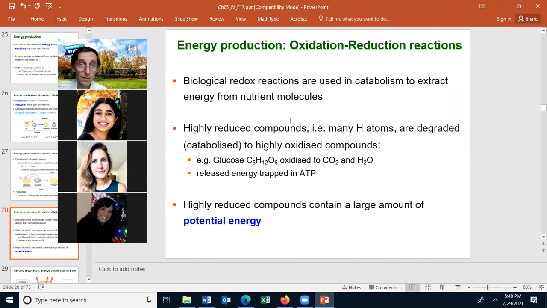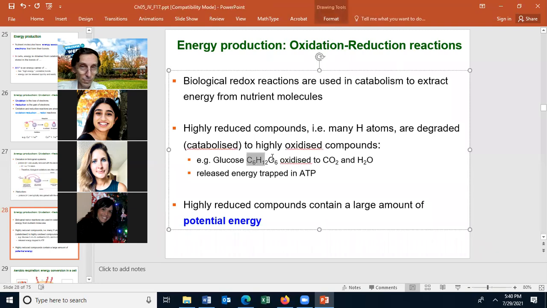Oxidation-reduction reactions, or redox reactions, happen in catabolism to extract the energy from nutrient molecules. We start with highly reduced compounds like glucose, and those molecules have many hydrogen ions, and they're degraded or catabolized to highly oxidized compounds, such as when glucose, C6H12O6, which you should learn, by the way, if you don't know, can be oxidized into CO2 and water. The energy that's released by glucose, some of it can be trapped and used to make ATP. The highly reduced compounds contain large amounts of potential energy, and that potential energy is stored in the chemical bonds of the molecules, such as glucose. Any question about any of that?